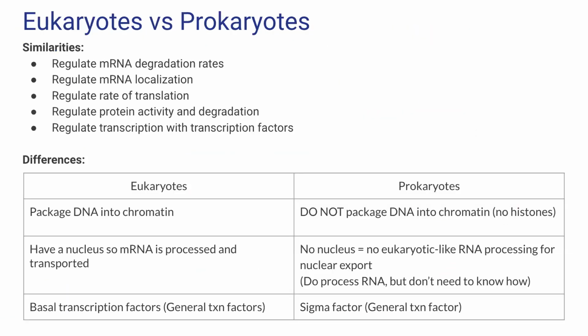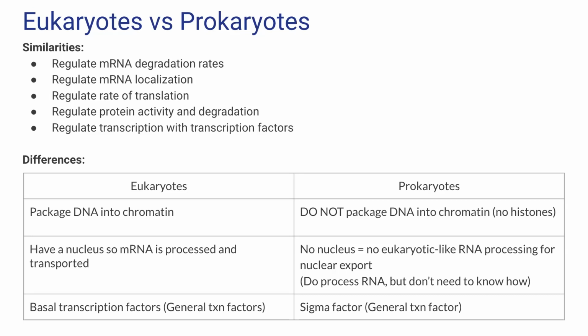Okay, and then going into differences between eukaryotes and prokaryotes when it comes to regulation. Both types of organisms regulate mRNA degradation rates. They regulate mRNA localization. They regulate the rate of translation, protein activity and degradation, as well as transcription using transcription factors. And differences: eukaryotes package DNA in chromatin, which helps to control the ability for proteins to access the DNA, whereas prokaryotes do not package DNA into chromatin because they don't have histones, so their DNA just sits around like spaghetti.